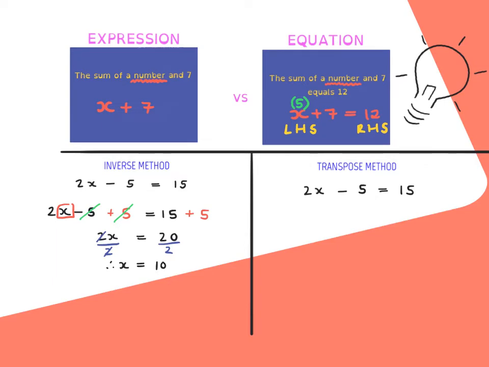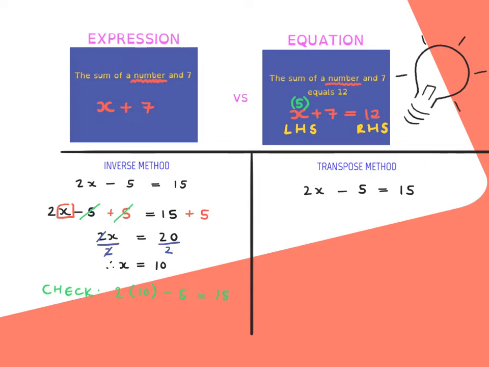And now the really fabulous thing is we can check our work. What do I mean by that? Well, check this out. If I now substitute x equals 10 back into the equation, it was 2x minus 5 is equal to 15.